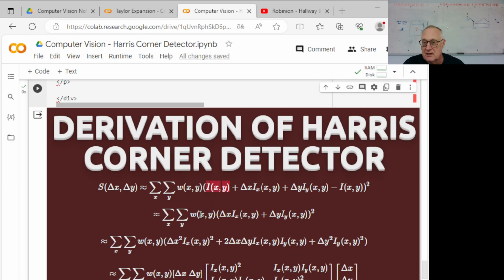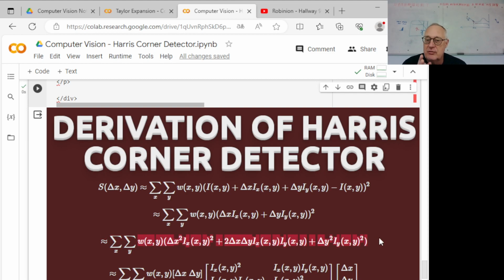And then we get delta x, Ix plus delta y, Iy, that squared. We can expand the square, so we get delta x squared Ix squared plus 2 delta x delta y, first x, then y derivative, plus delta y squared, y derivative squared. So this would be our equation here.